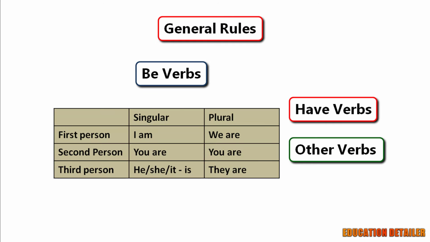Be-verbs. In the first person singular, we use am, and are with the first person plural. You all know you can be used as both singular and plural. The verb used is always plural. In the third person singular subjects like he, she, it, we use singular verb. And with plural, we use plural verb.